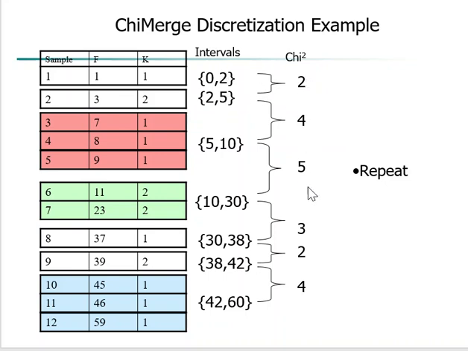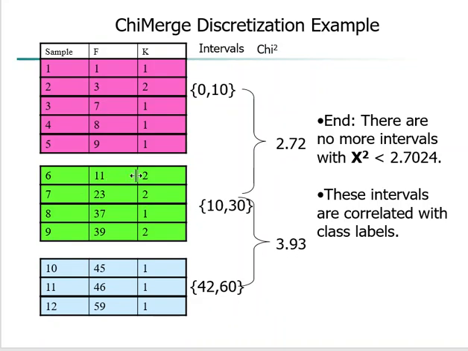So here are more values that we found. Again, we're going to merge the intervals that have the smallest chi-square. And this results in this one. After those merges are done, we find 3 intervals.